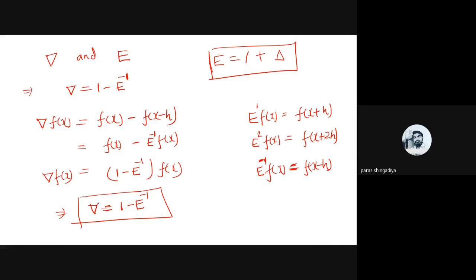What is the relation of nabla and E? That is nabla is equal to 1 minus E inverse, and this is the relation of E and delta, that is E is equal to 1 plus delta. So this is also important. Now based on these results, we can define one formula: 1 plus delta into 1 minus nabla is equal to 1.